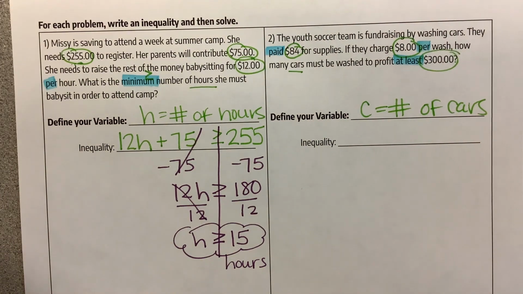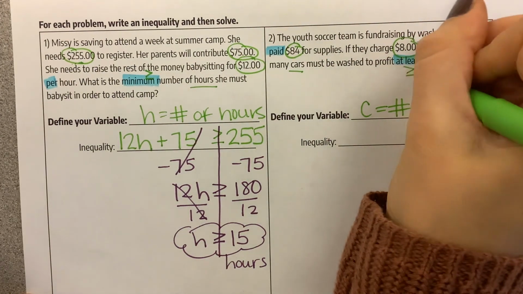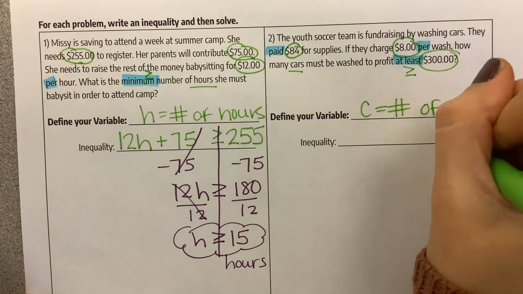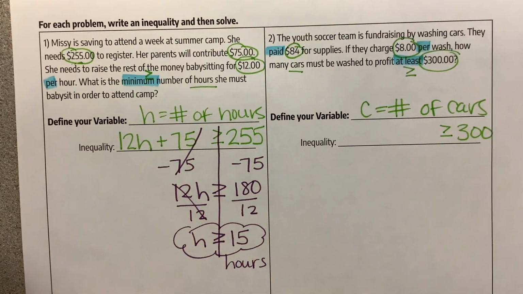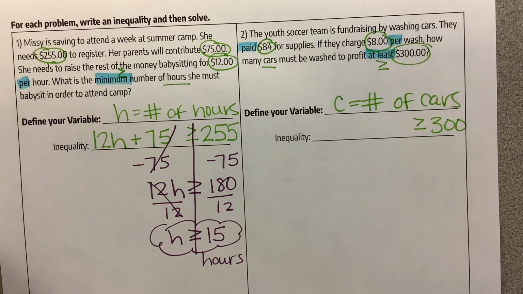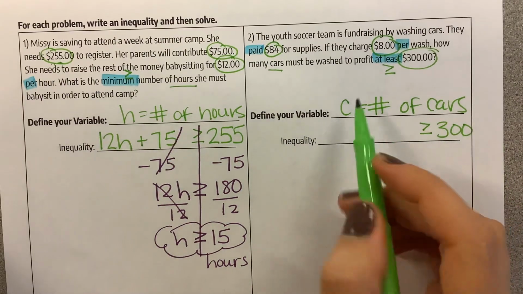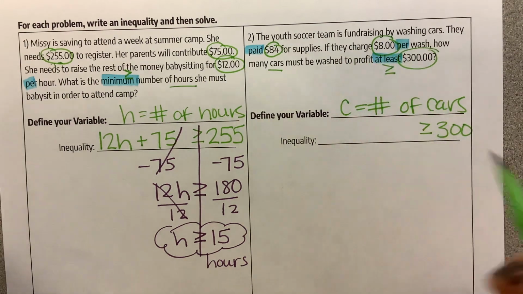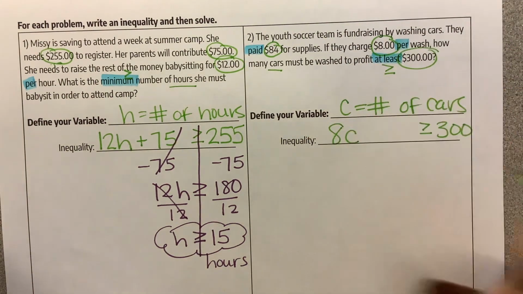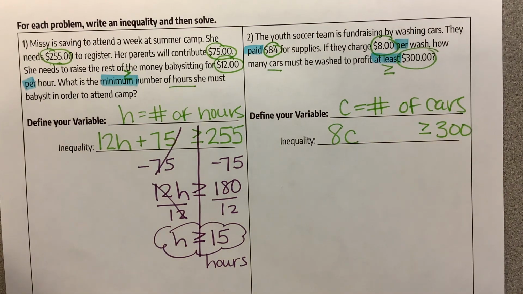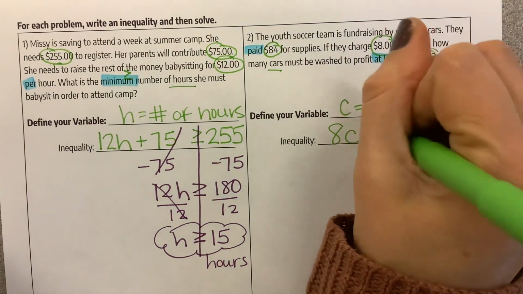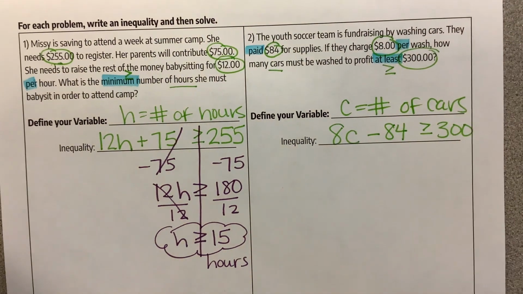I always like to start with my inequality symbol and my total. So at least means greater than or equal to. So we want it to be greater than or equal to 300. And then we're applying what else we know. So they're charging $8 per car. So $8 per car is 8C. That's what they're earning. But we've got to take away the $84 that they spent on supplies.